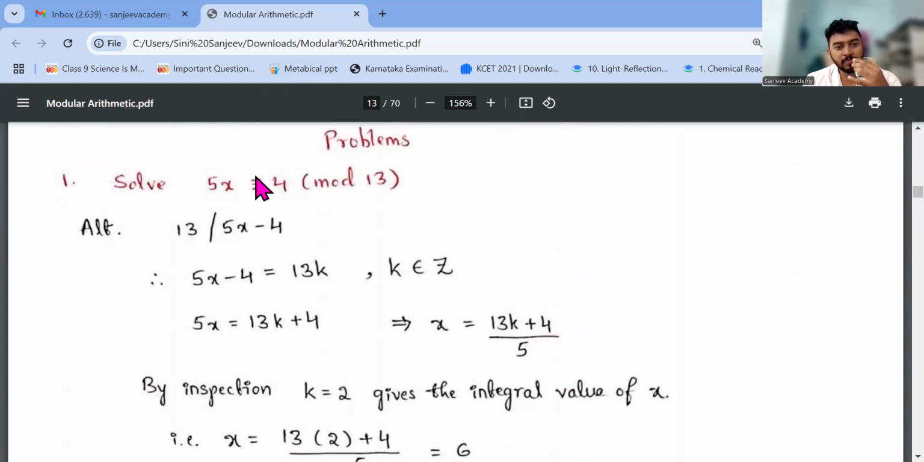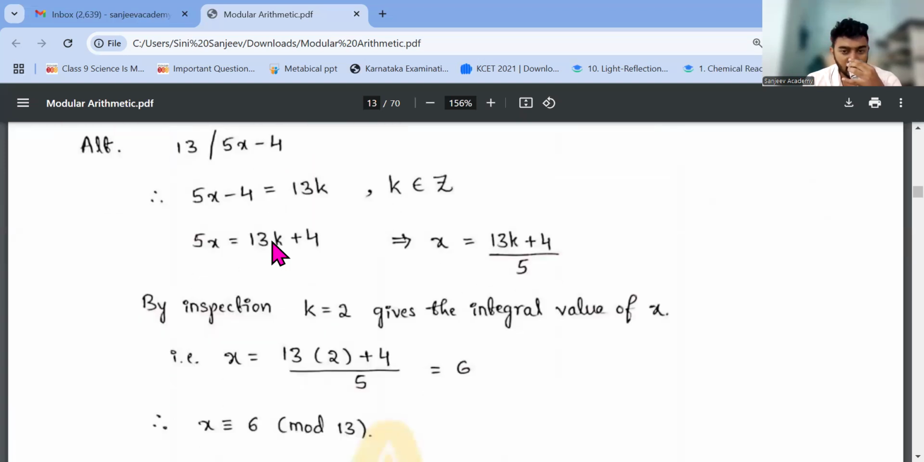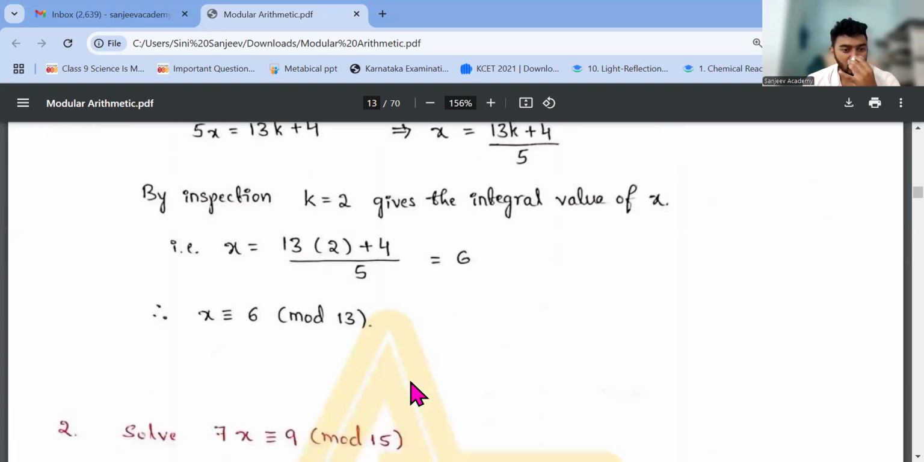So solve 5x congruent to 4 mod 13. Alternative method is 13 divides 5x minus 4. I'll be getting what? The x value. By inspection, k is equal to 2 gives an integral value of x. x is nothing but 13 into 2 plus 4 by 5. That is 6. x congruent to 6.